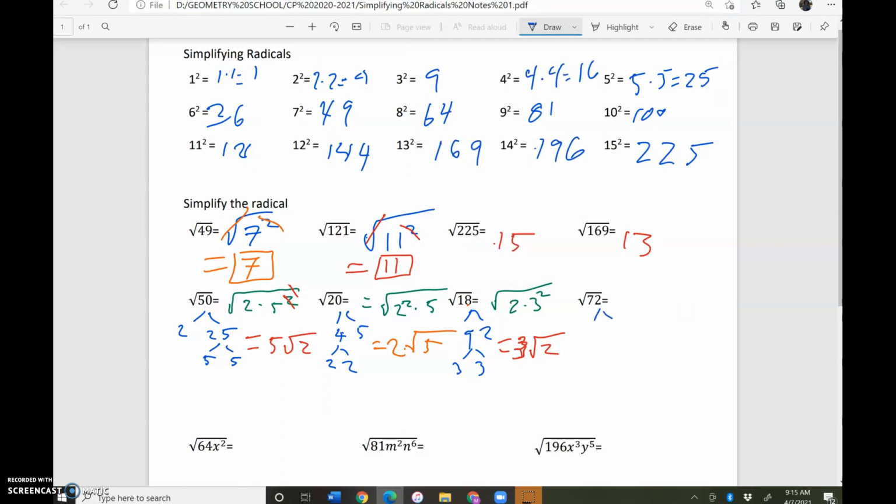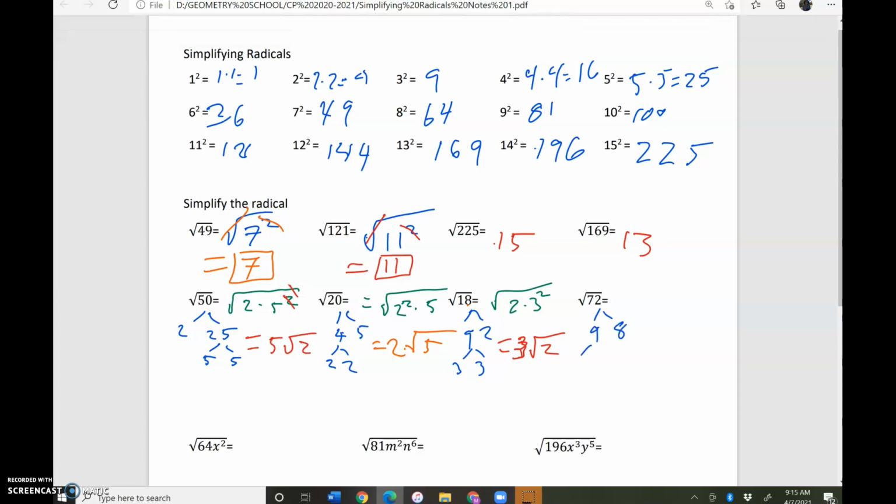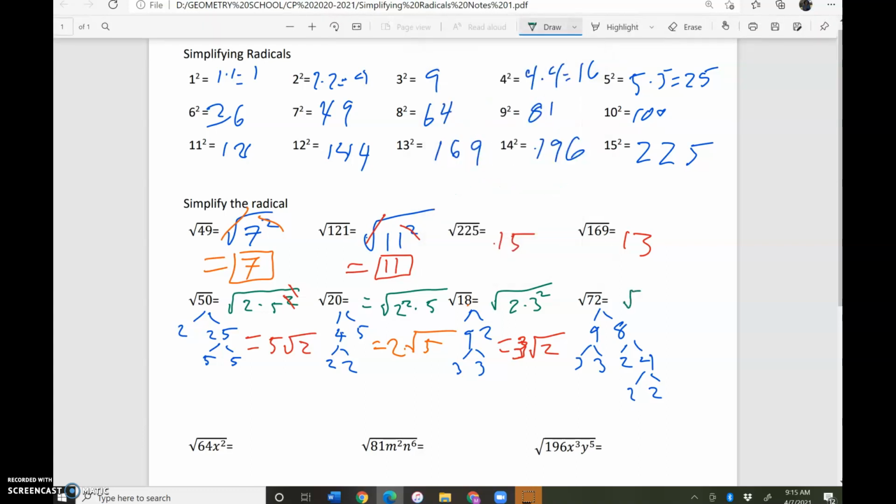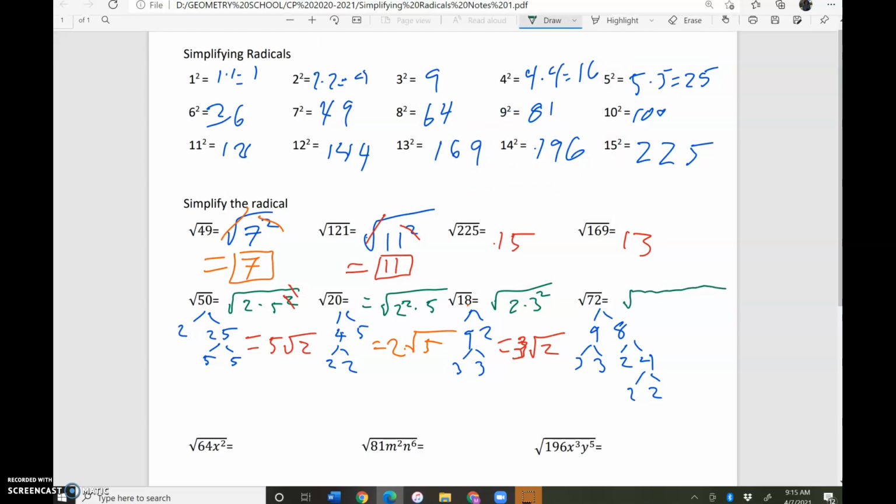72. Tree. So I know this is the same thing as 9 times 8. I know this is the same thing as 3 times 3. This is the same thing as 2 times 4. And this is 2 times 2. And so I'm going to write this, but ladies and gentlemen, when I write this, I want to write it so that it's in pairs of 2. So I have 2 times 2 squared, right? Because I have a 2 here, a 2 here, and a 2 here. And I want to pair them in 2. If I can put squared, that's what I want.